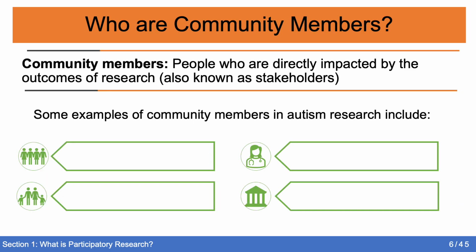Community members are people who are directly impacted by the outcomes of research. Another term for this is stakeholders. Here are some examples of community members in autism research. Autistic people, because they receive therapies. Caregivers, because they make decisions for their child and are part of the therapy team. Clinicians, because they deliver therapy and help families make decisions.